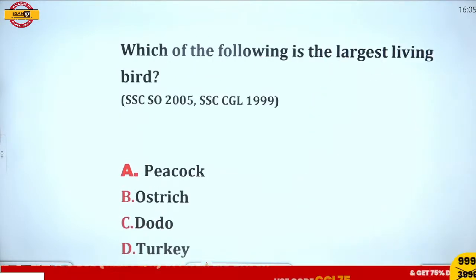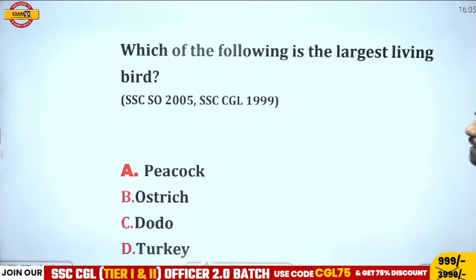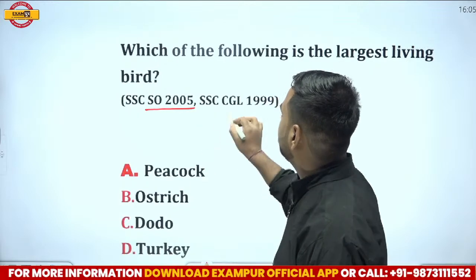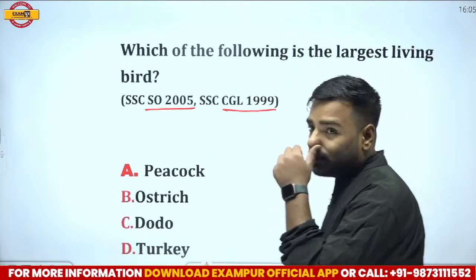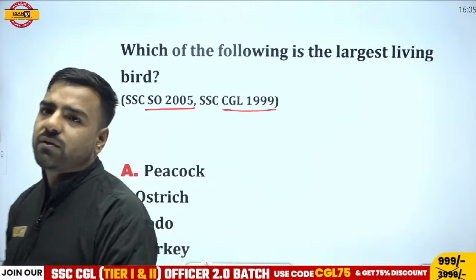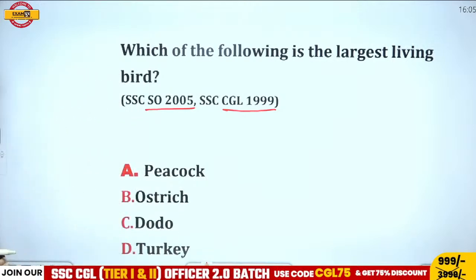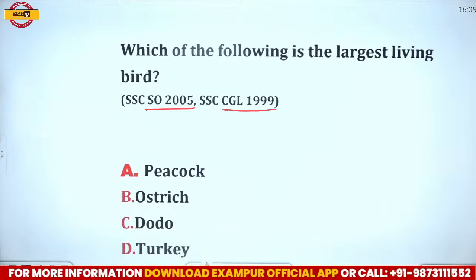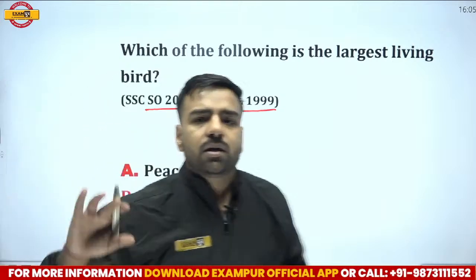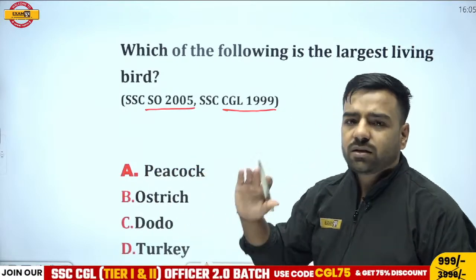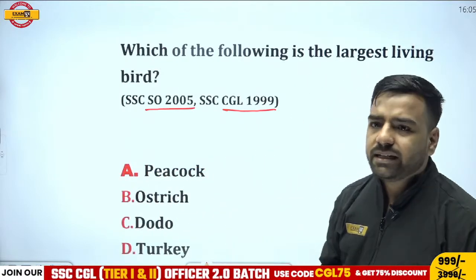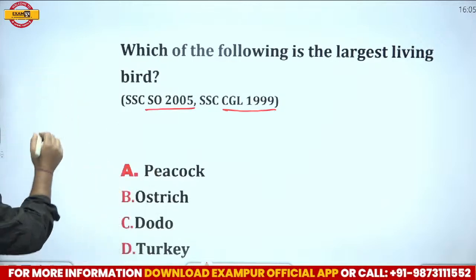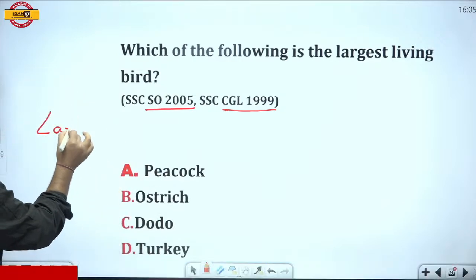Next we have, which of the following is the largest living bird? Now this is from SSC CGL 2005 and CGL 99. Quite older, but yes, important. What would be the correct answer for this? Which of the following is the largest living bird? If I talk about this bird, please remember. Here the correct answer is going to be what? I'll give you a hint. That hint is, think about a scenario where I talk about the largest cell.